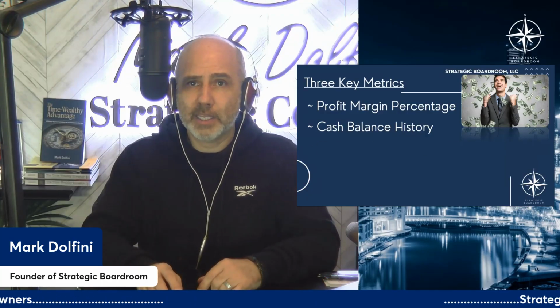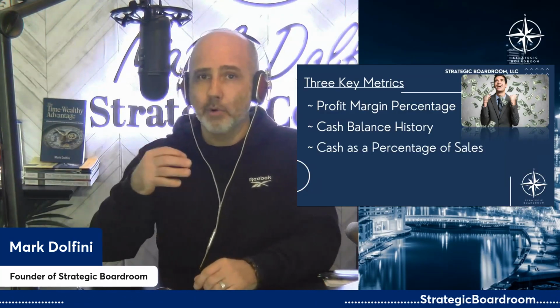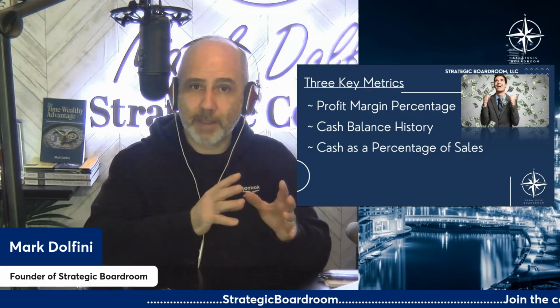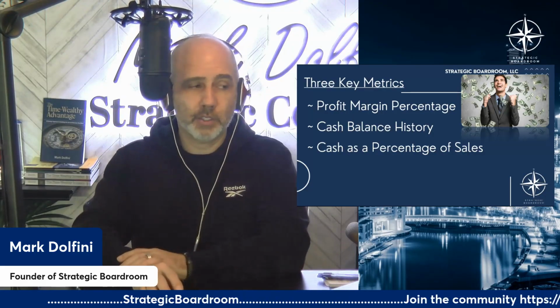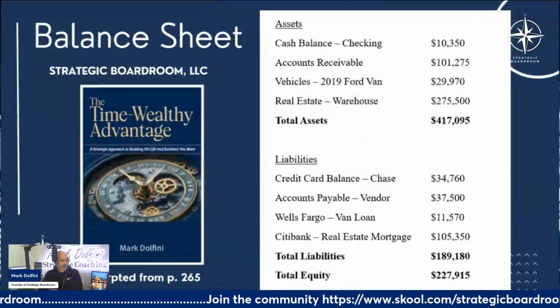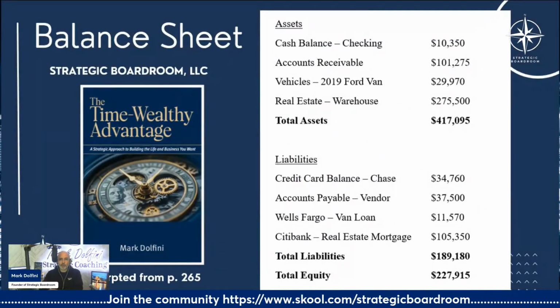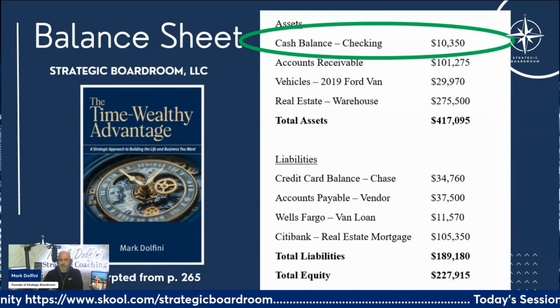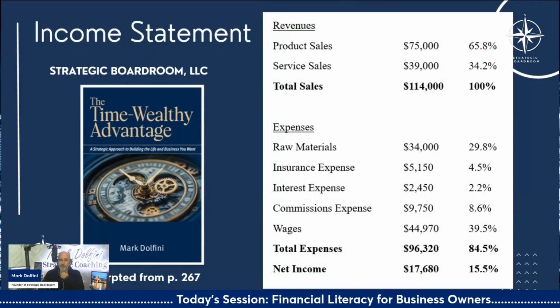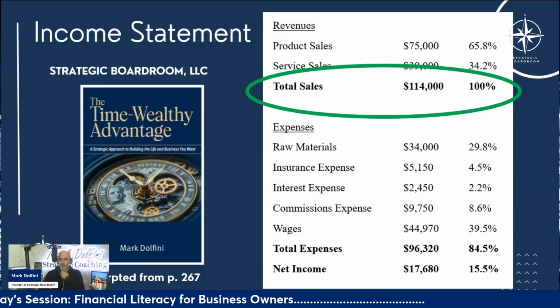The last thing is cash as a percentage of sales. This is a little bit more complicated, but not hard at all. It's just two numbers that you have to get, one off the balance sheet and one off the income statement. So this is what we're going to do. We're going to look at the balance sheet. Let me take myself down so you can see this. So you're going to go to the balance sheet and get the end of the month balance on your checking account. Okay? So in this particular case, $10,350. Then you're going to go to your income statement and look at your sales. And that sales number is $114,000.